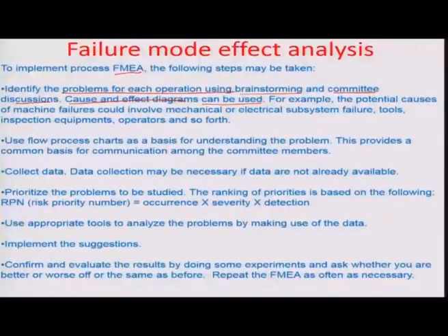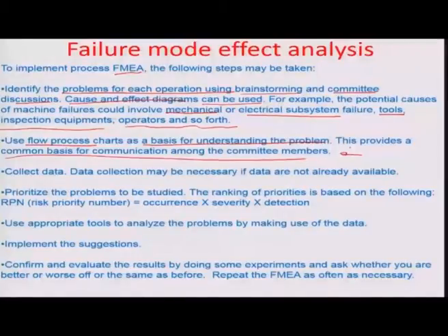Okay. So, for example, the potential causes of a machine failure could involve mechanical or electrical subsystem failure. It can involve failure of tools, or inspection equipment which is not able to do preventive maintenance in a proper manner, or even operators. So, all these identified contributions to the failure modes have to be removed somehow. So, you can use process flow charts as a basis for understanding the problems. It may provide a common basis for communication among the committee members, so that in an organized manner you list down the basic reasons for a failure to happen.